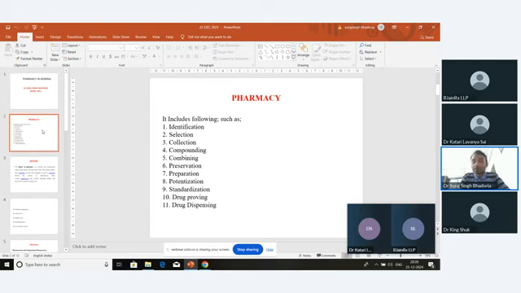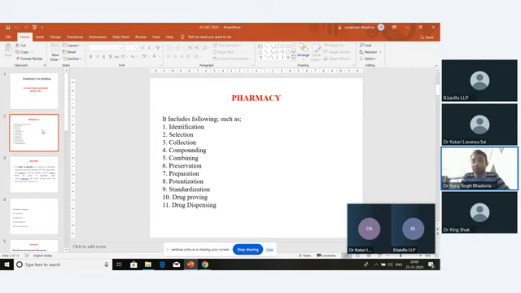So pharmacy is a huge branch. It is not just a textbook or a few references. It is a separate branch, and this branch helps us with the complete knowledge of drugs.